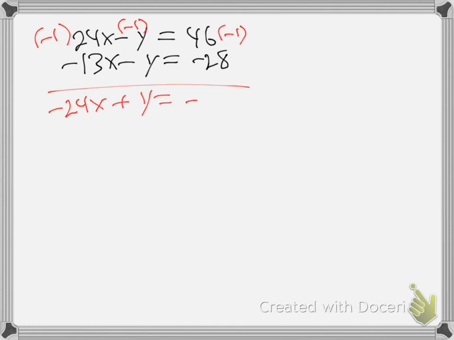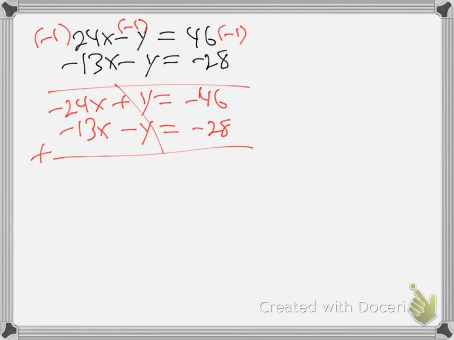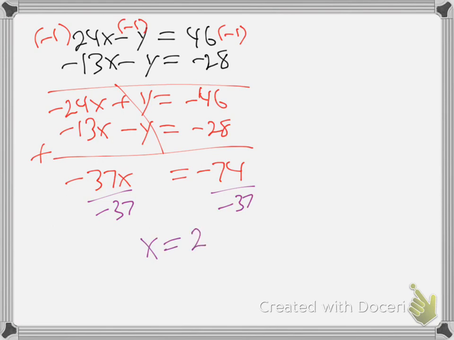Minus 24x plus y minus 46. And then add them up. Bye-bye y's. So what do we got here? Minus 37x, and that's minus 74. Now, divided by minus 37. X is 2. Isn't that nice when it comes out clean like that? That's when you think something's working out here. So x is a nice clean 2.